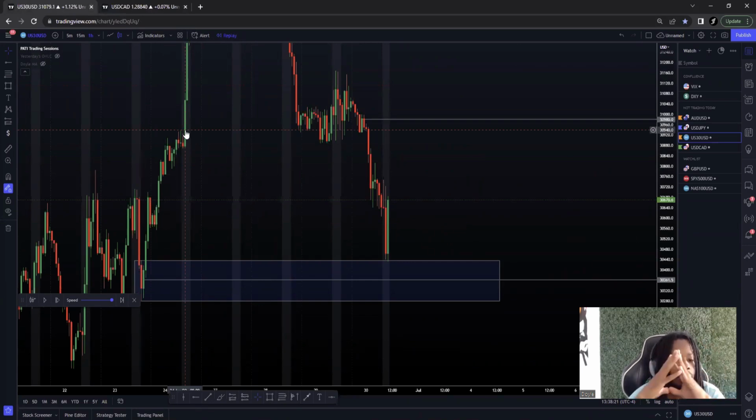These last two setups, this is a 1 hour demand, and I'm going to show you how you can get in on the 5 minute and even the 1 minute for both of these. So look at the timing. I really want y'all to put emphasis on the timing. We have a demand that's literally right here that took 1, 2, 3, 4, 5 days to come back. And it came back literally at New York session.